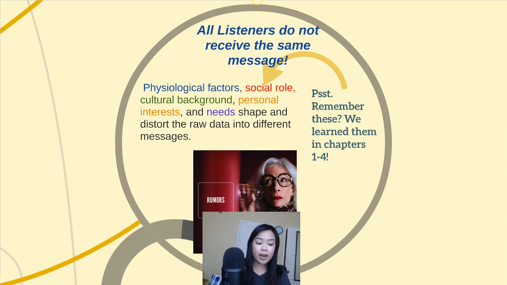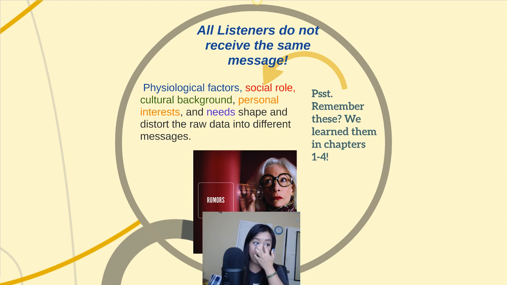All of us are products of our social comparisons, our reflected appraisals, and everything that we have developed from our identities, which we learned about in Chapter 2, our cultural, social, in-group identities. And so because of that, we cannot receive the same message all the time. What we hear from one person might sound great to us, and then to a friend, it might sound terrible.